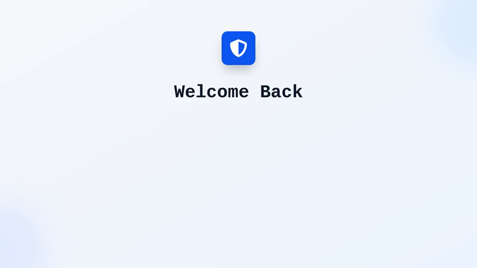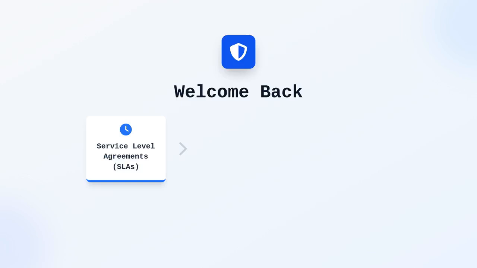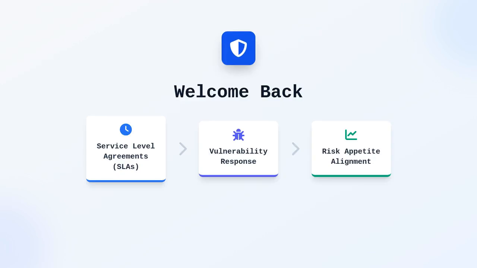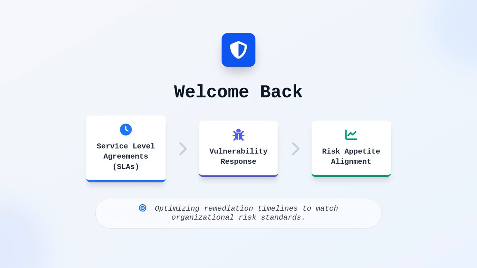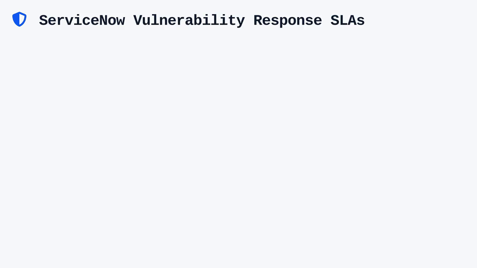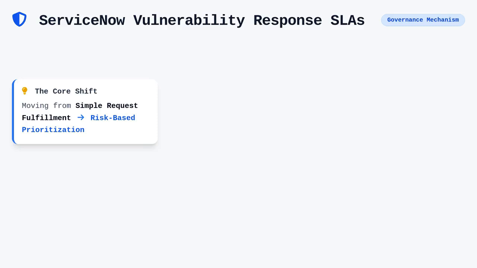Welcome back. In this chapter, we focus on service-level agreements within the context of vulnerability response, ensuring that your remediation timelines align precisely with organizational risk appetite. Service-level agreements, or SLAs, in the ServiceNow Vulnerability Response module, act as the primary governance mechanism for tracking remediation progress. While many developers are accustomed to SLAs in standard IT service management, the implementation within vulnerability response requires a deeper focus on risk-based prioritization rather than simple request fulfillment.